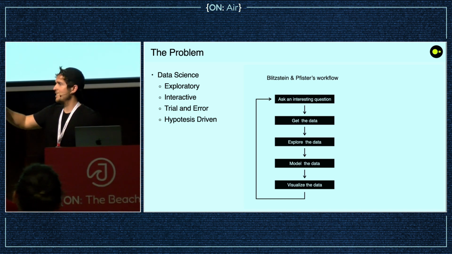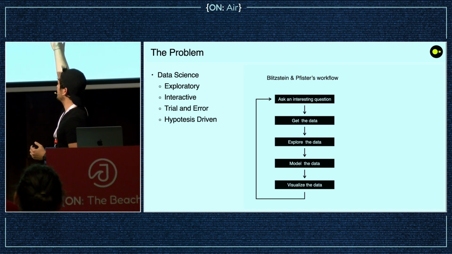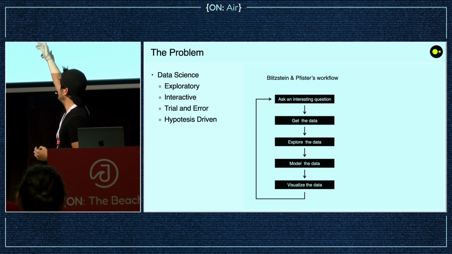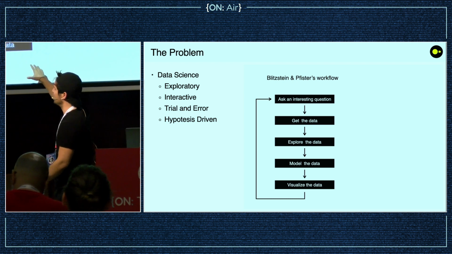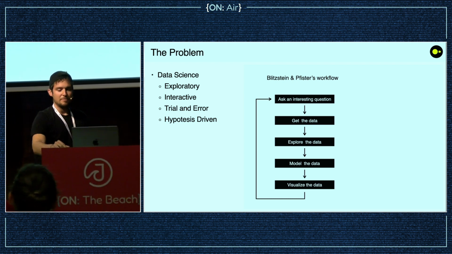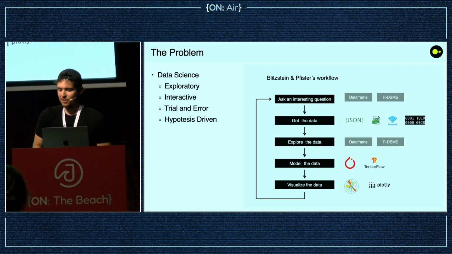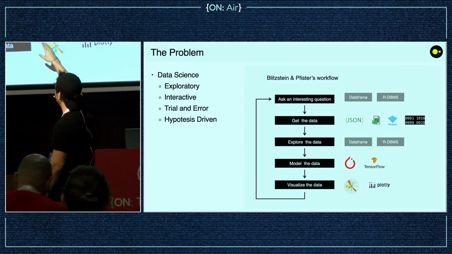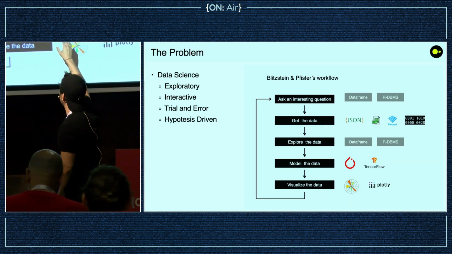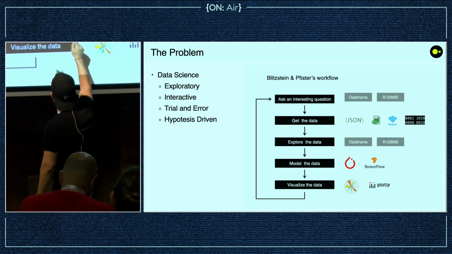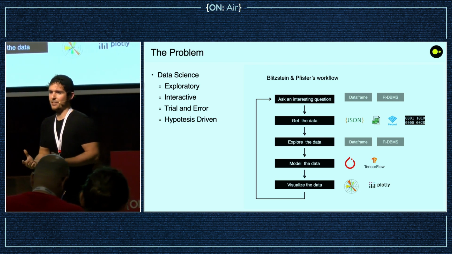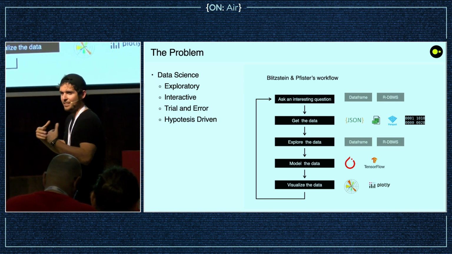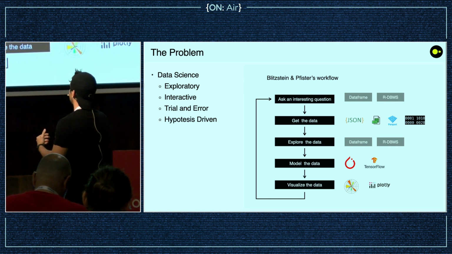So usually you have this type of workflow: you ask an interesting question, you get the data, you explore it, you model with some magic AI, you do some visualization, and you repeat. When you think about what kind of tools we usually have in each part of this workflow, when you're asking interesting questions and exploring the data, you basically have a database management system or a data frame library. So you're basically issuing queries and getting results.